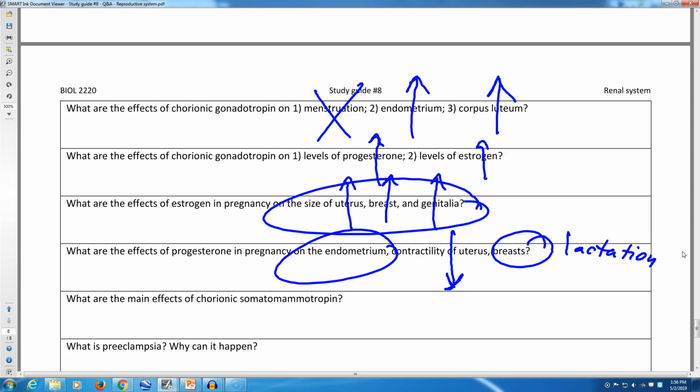Chorionic somatomammotropin: breast growth, increased glucose availability for the fetus.